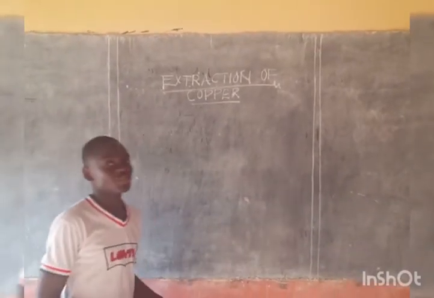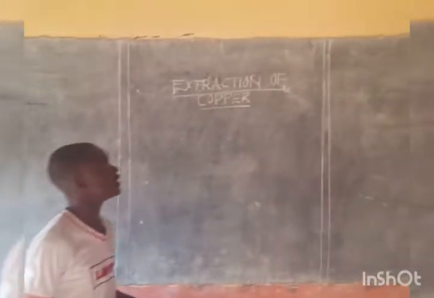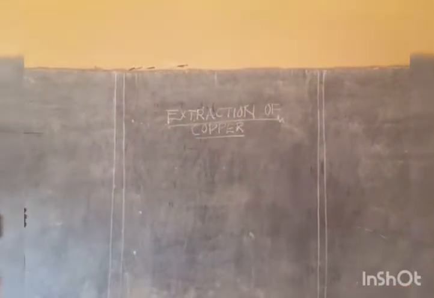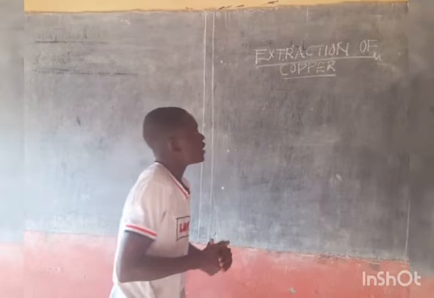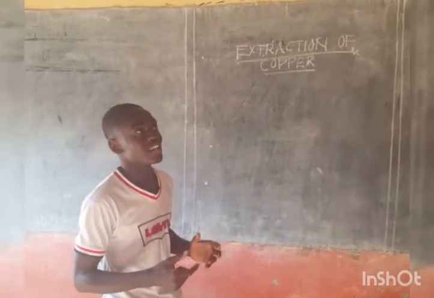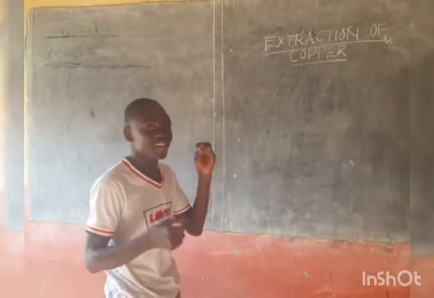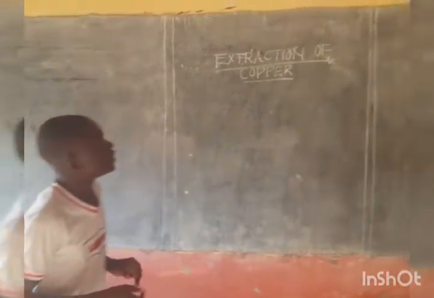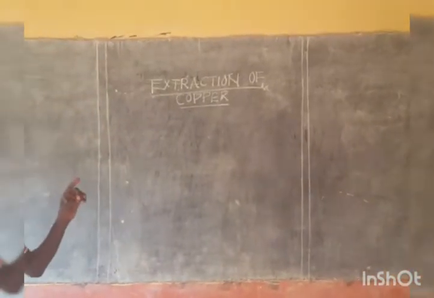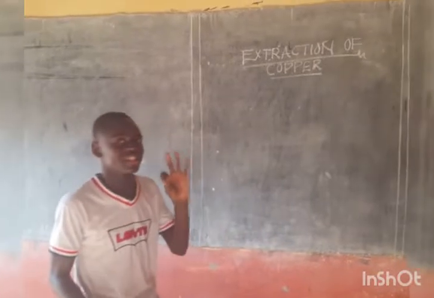Hello guys, so today we are going to look at a very interesting topic in chemistry, extraction of copper. Extraction of copper is very important in that copper is used in making cooking utensils, making wires. So, today we are going to look at extraction of copper. The extraction of copper basically involves three main stages.